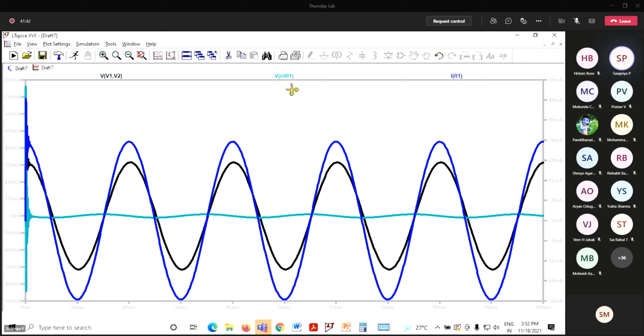That's the inductor current. That is 90° ahead. See, 0 of this dark blue starts here. So it is 90° ahead. So that way we are getting the same as your theoretical concept.